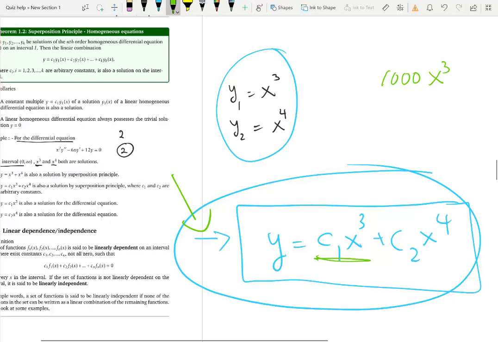So what is the big takeaway in this video? When you have a homogeneous linear differential equation, find those pieces of solutions. The number of pieces you should have should be equal to the order. You combine them in a linear manner, and that's your general solution for the homogeneous linear differential equation.